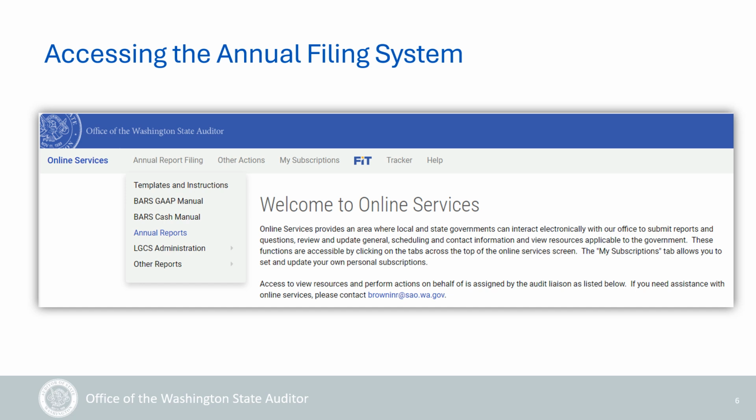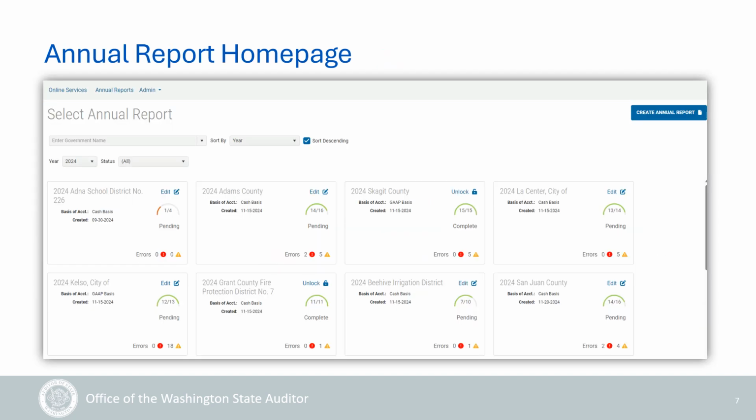Once you have successfully logged in, you'll be automatically redirected back to our SAO system and land on the Welcome to Online Services page. From here, hover your mouse over the Annual Report Filing tab and click Annual Reports, which will take you to the Annual Report homepage. Here is what the annual report homepage looks like, so you know you've made it to the right place.